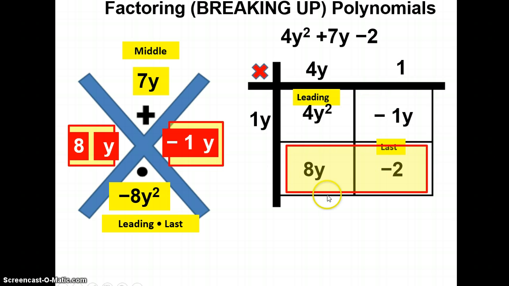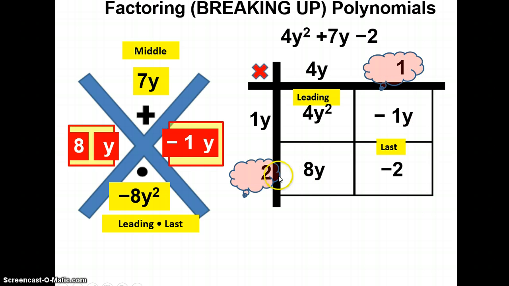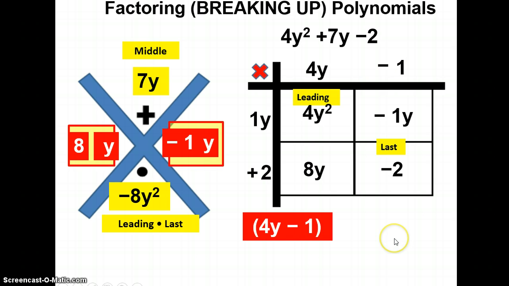What do these two have in common? 2. All right. So now, where should I put the negative? On the 1 or on the 2? On the 1. You'll also notice that they had a negative 1 or a negative in common. My binomials are 4y minus 1 and y plus 2. Again, if you need additional help, just come in and ask your tutors or teachers.